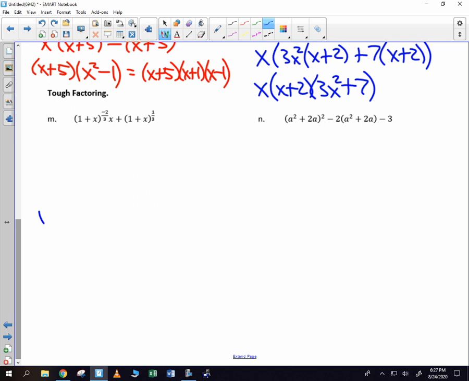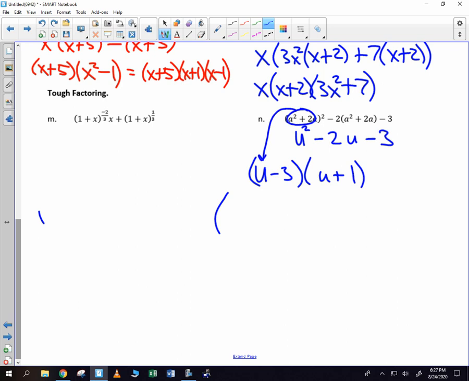Say it was u squared minus 2u minus 3. Okay? So I'm going to take a tough problem and make it an easier problem. Notice instead of writing a squared plus 2a, I wrote u instead. Well, that factors to u minus 3 times u plus 1. That's easy. Well, what was u?